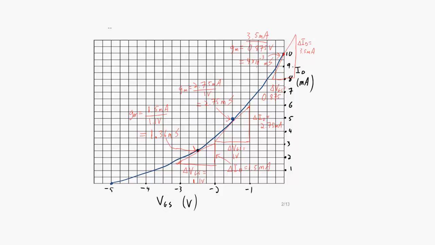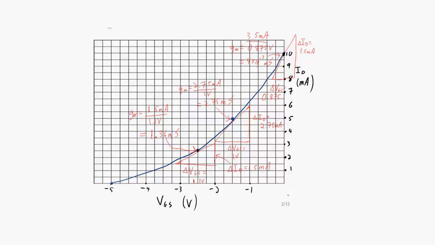So our delta ID for our given delta VGS is going to be bigger. We've got a 3.5 milliamp change for ID for a 0.875 volt change in the VGS, to give us a GM of 4 times 10 to the minus 3 siemens, or 4 millisiemens. So the further up we go in the graph, the more our transconductance is going to be. And of course, right here, this is the highest ID value we're going to have, and it's the steepest point on the graph, and so that's where the GM is going to be at its highest.